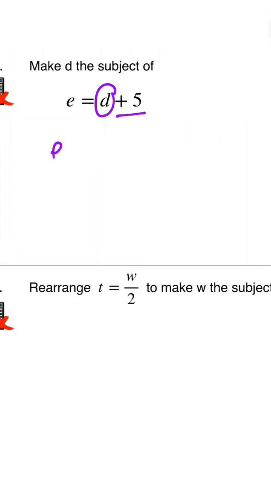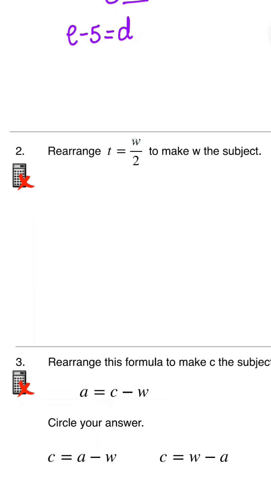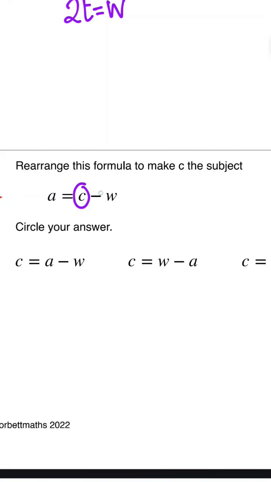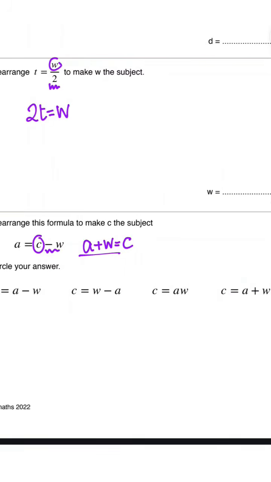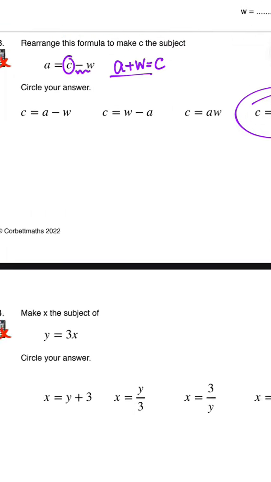Make D the subject means get D on its own, so we need to move that 5 by doing the opposite, -5. We need W on its own for this question, so we need to move that divide by W, meaning we times by W. It's the opposite. So with all of these equations, all we want to do is do the opposite of the thing that is attached to the question that we want.